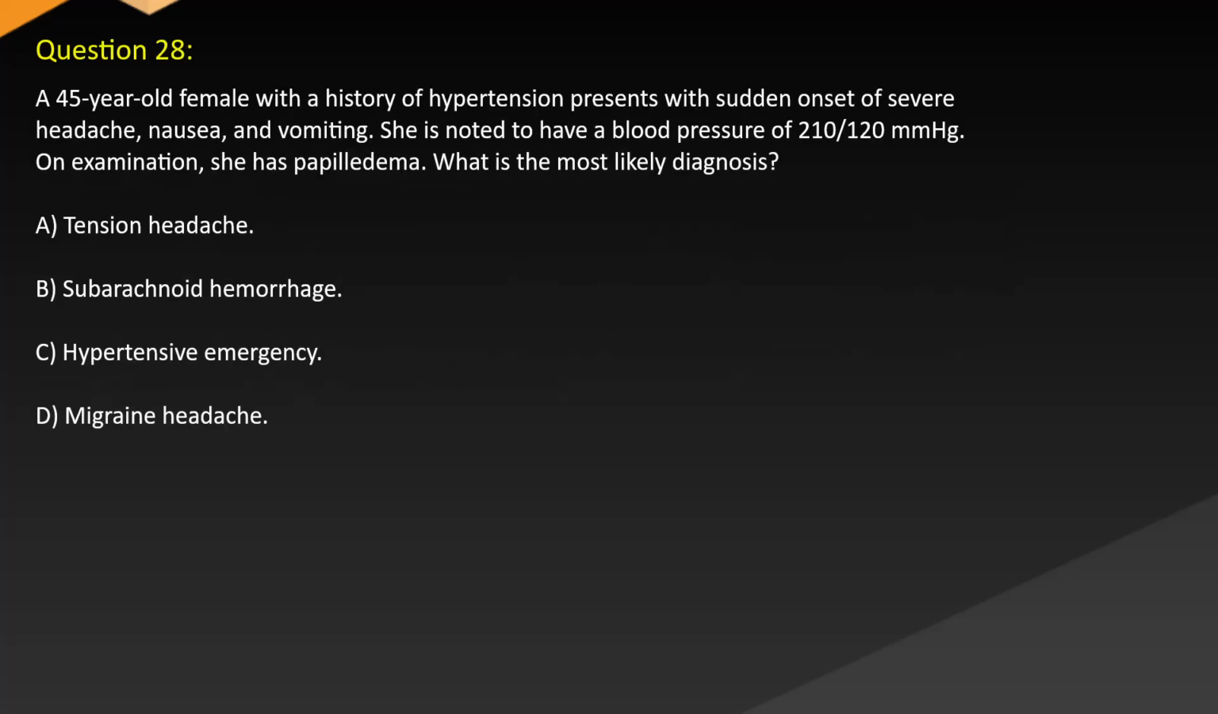Question 28. A 45-year-old female with a history of hypertension presents with sudden onset of severe headache, nausea, and vomiting. She is noted to have a blood pressure of 210/100 mmHg. On examination, she has papilledema. What is the most likely diagnosis? A. Tension headache. B. Subarachnoid hemorrhage. C. Hypertensive emergency. D. Migraine headache.